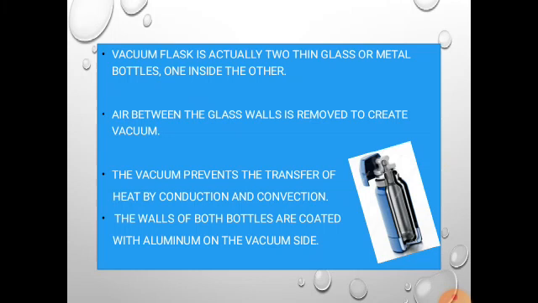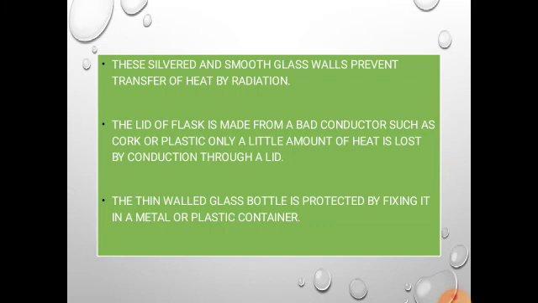The walls of both bottles are coated with aluminum on the vacuum side. These silver and smooth glass walls prevent the transfer of heat by radiation. The lid of the flask is made from a bad conductor such as cork or plastic. Only a little amount of heat is lost by conduction through the lid. The double-walled glass bottle is protected by fixing it in a metal or a plastic container.